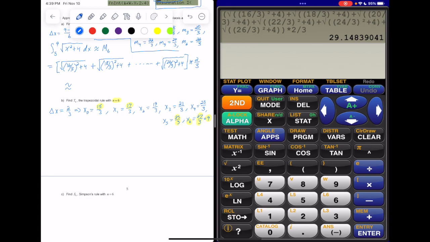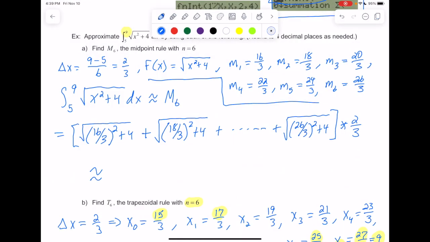29.1483941 is what we get. They want us to round that to 4 decimal places, so that's going to be 29.1484, taking that 3 and rounding it up because of the 9 that follows it. So there is our first look at kind of a messy midpoint rule problem.